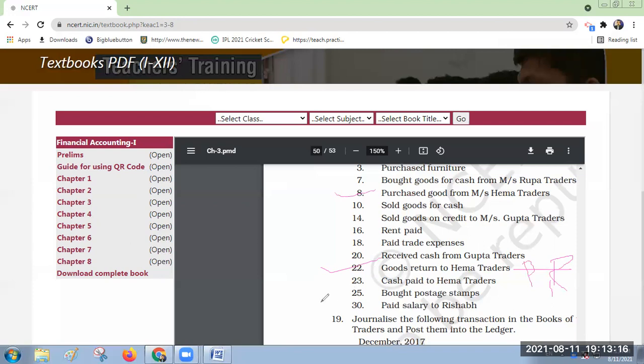Okay. Next, cash paid to Hema Traders. What is the journal entry? Hema Traders debtor to cash account. Okay, 25th. Postage account debtor, postage stamps account debtor to cash account. Okay, 30th date. Last date.